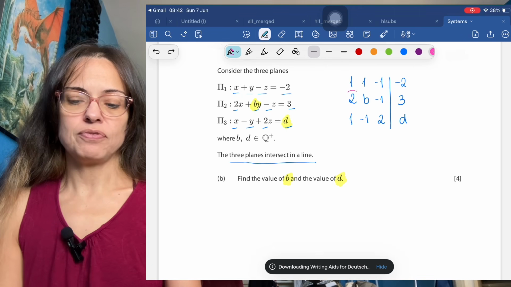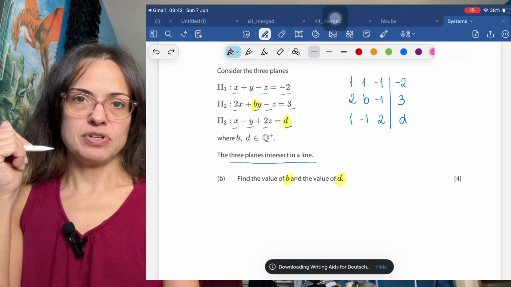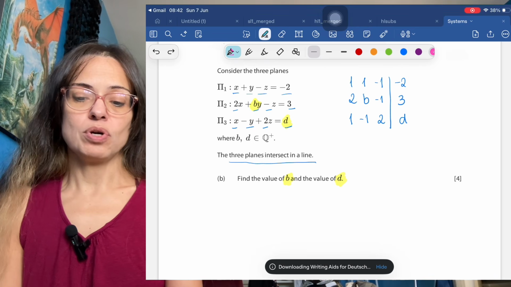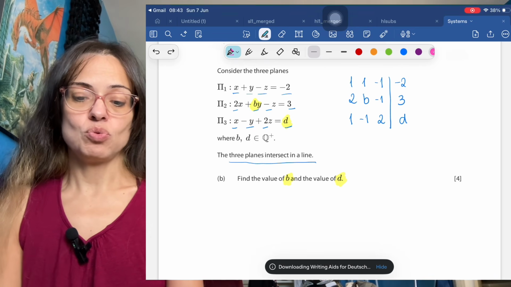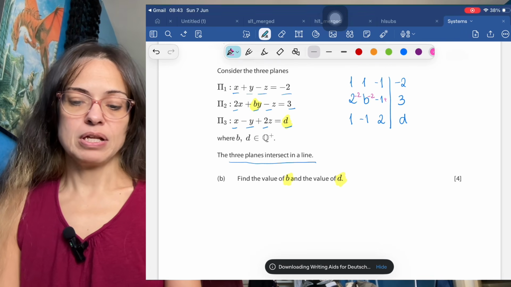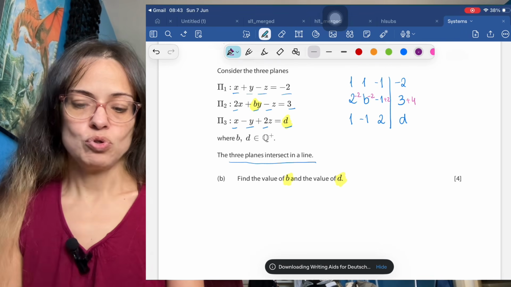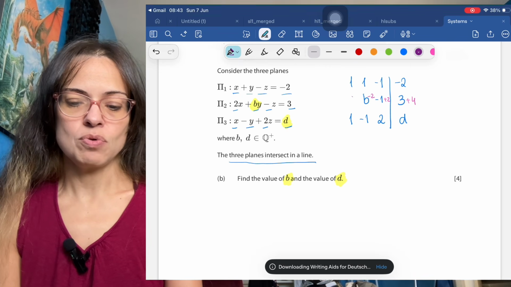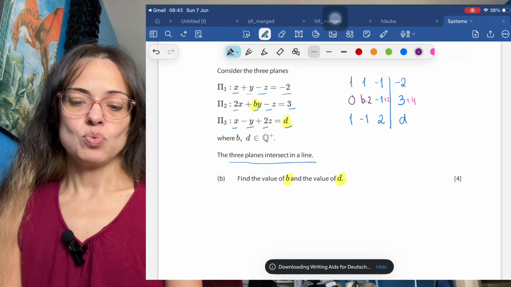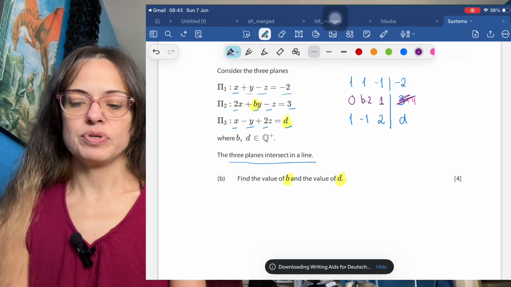So in order to make the first zero appear, we are going to subtract 2 times the first line from the second line. So the first line has a 1, 1, minus 1. Subtracting 2 of that is minus 2, minus 2, and plus 2. Well, and plus 4 here on the other side. So 2 minus 2 is 0. This is going to just stay as b minus 2. And minus 1 plus 2 is 1. On the right-hand side, we have 3 plus 4 is 7.